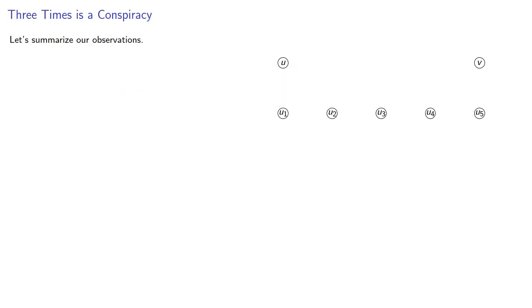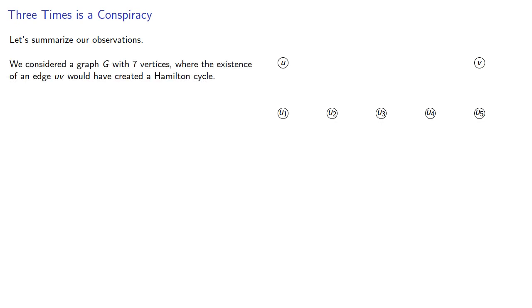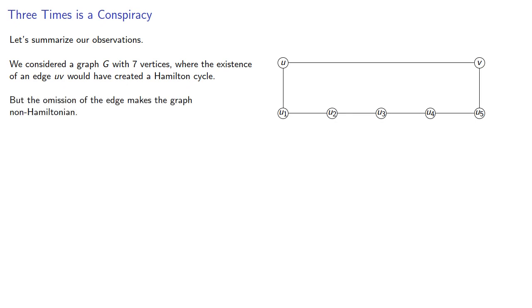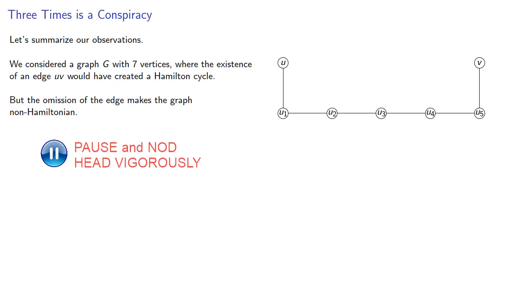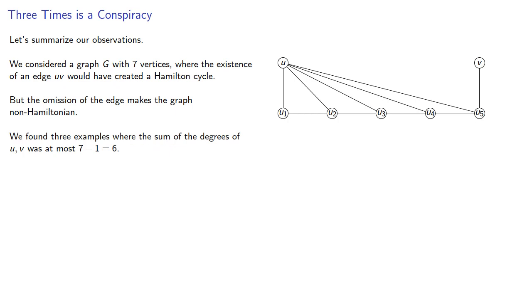Let's summarize our observations. We considered a graph G with 7 vertices, where the existence of an edge UV would have created a Hamilton cycle, but the omission of the edge makes the graph non-Hamiltonian. We found 3 examples where the sum of the degrees of U and V was at most 1 less than the number of vertices.